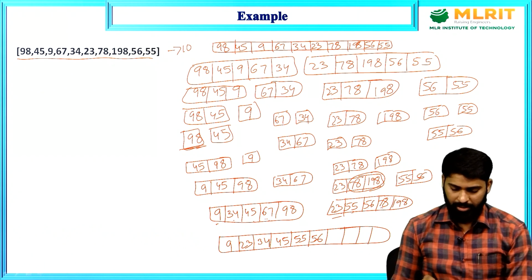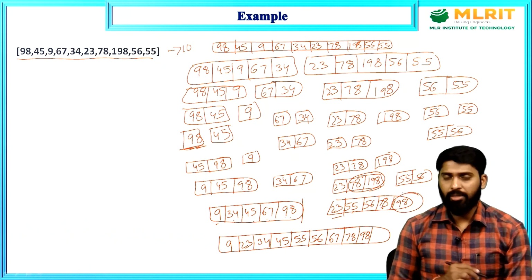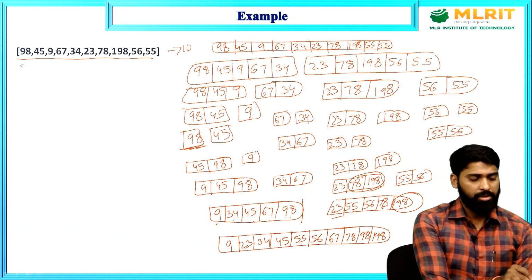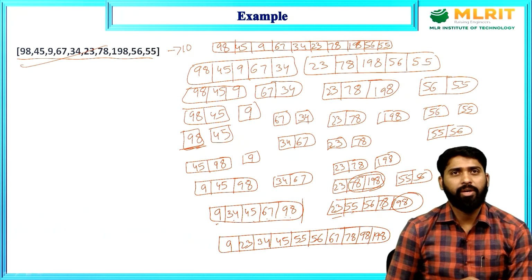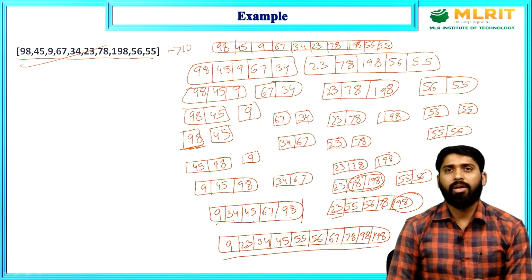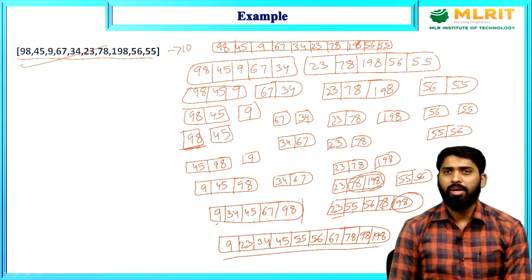67, 78. 67 is smaller. 98, 78. 78 is smaller. 98, 198. 98 is smaller. We reach end of the array here. So the remaining elements in another array are appended here, that is 198. Now, this is the input: 98, 45, 9, 67, 34, 23, 78, 198, 56, 55, and this is the sorted elements in array, that is 9, 23, 34, 45, 55, 56, 67, 78, 98, 198.